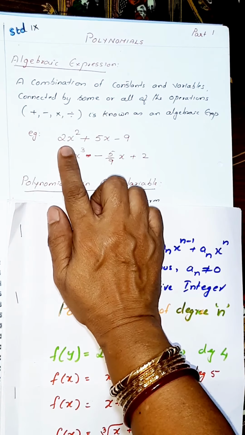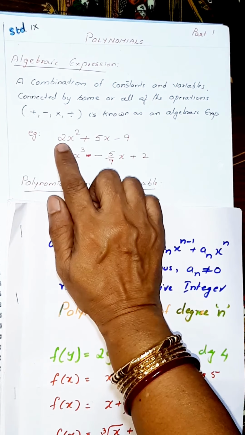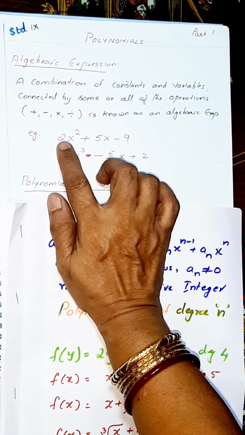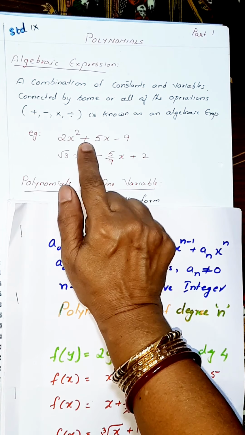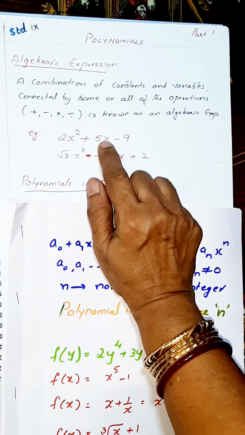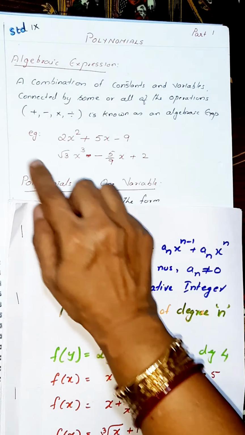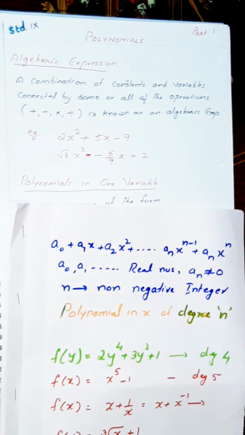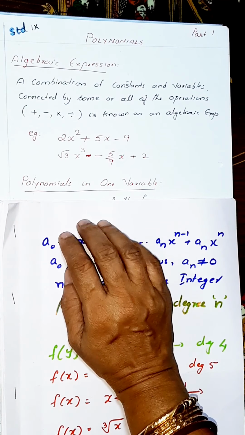This is an example: 2x squared plus 5x minus 9. You have variables, you have constants, and they are connected by, here 2 and x are connected by multiplication, and here addition, here subtraction, again here multiplication. Similarly here, this is division. These are examples of an algebraic expression. Now we are going to do polynomials in one variable.